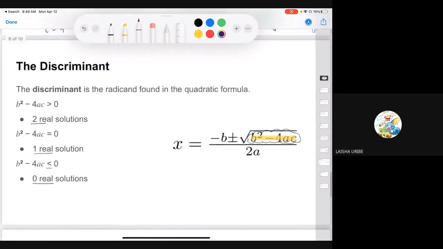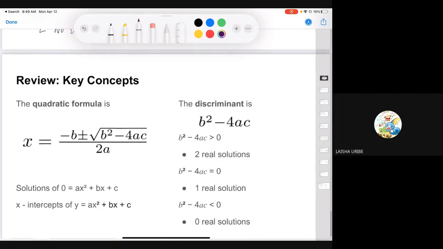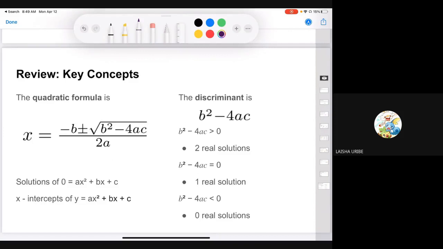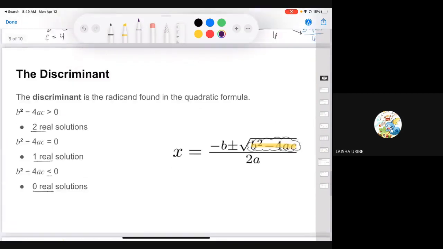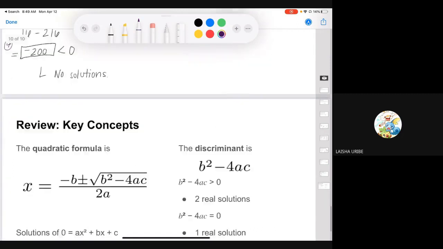The next thing that we're able to do is to use the discriminant, this equation right here, which is just the inside of that square root. And based on what our solution is of that discriminant, so first thing, make sure it's in quadratic form. Once it's in quadratic standard form, you can identify your A, B, and C. That's what you're plugging into your discriminant equation. And depending on what your solution is right here, you'll determine whether you have no solutions, one solution, or two.